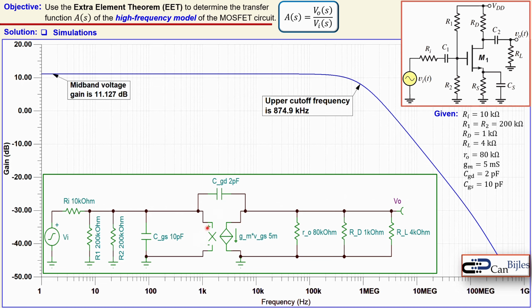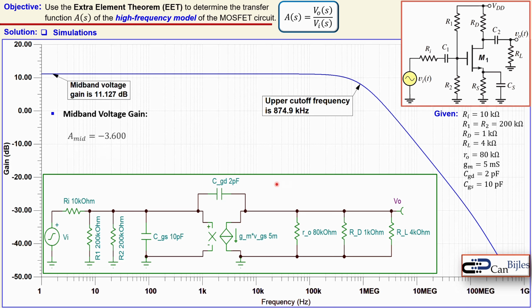This is our voltage controlled current source. You see the GM times VGS, that's the VGS, and you see here the 5 milli because of this 5 millisiemens. And you have also the RO here, RD, and the RL. And I measure here the output, which is the VO.